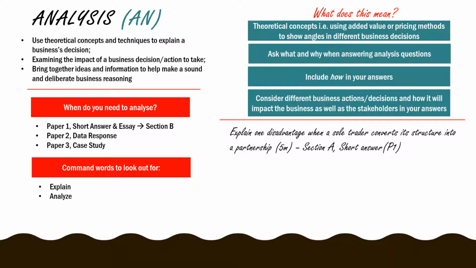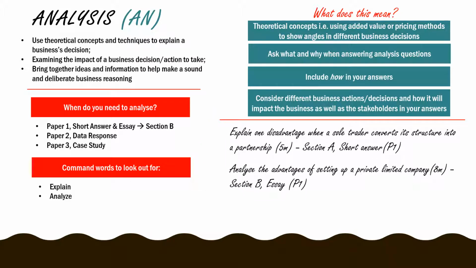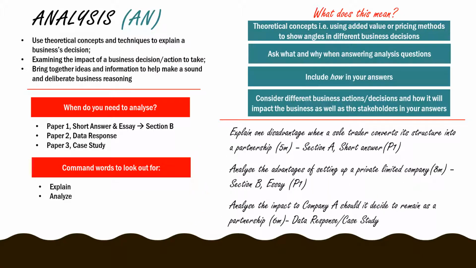Explain one disadvantage when a sole trader converts his structure into a partnership, for 5 marks. This typically comes out in section A, paper 1 for short answers. And then on paper 1 for section B, we have: analyze the advantages of setting up a private limited company, for 8 marks. Now, analyze the impact to company A should it decide to remain as a partnership, for 6 marks.